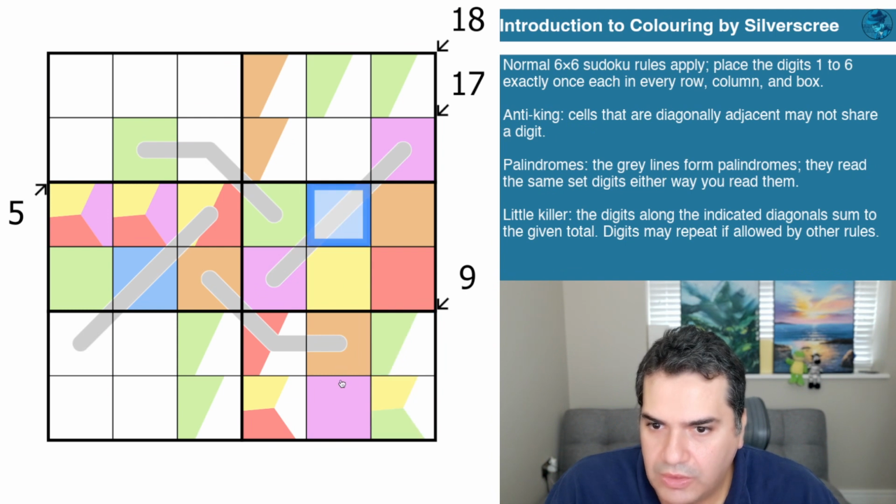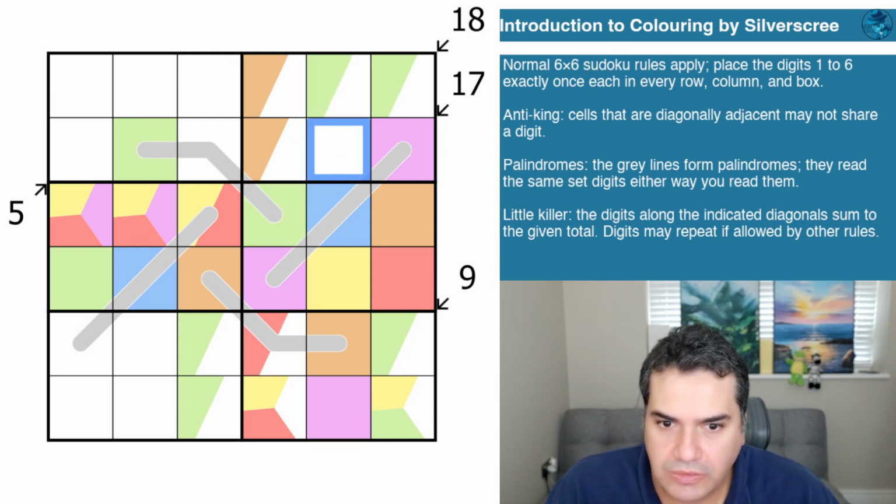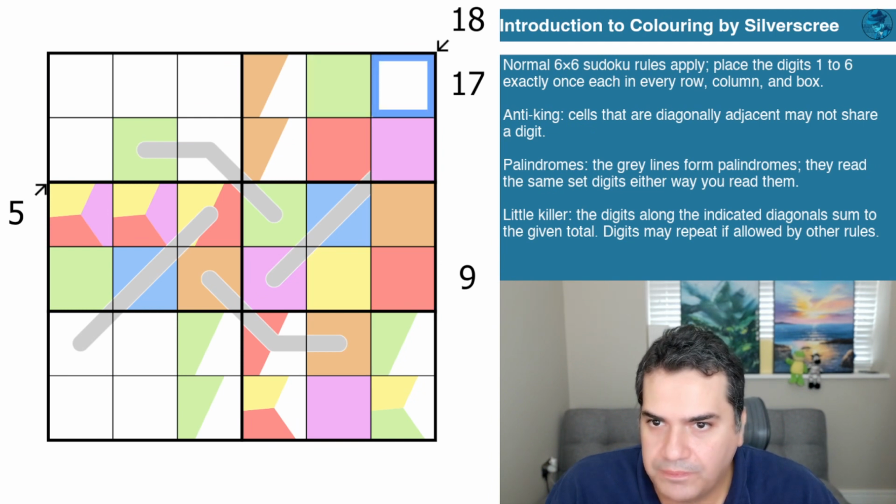Now, we can tell, though, we've got all of these. We need a red and green. That can't be green because it's next to this diagonal. That is red. That is green. That's not green.